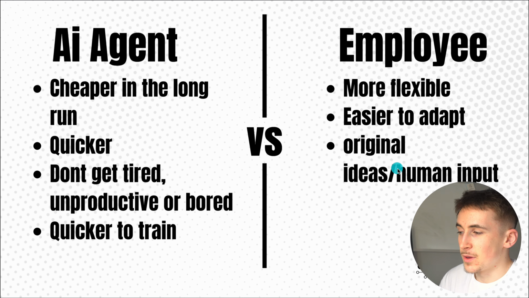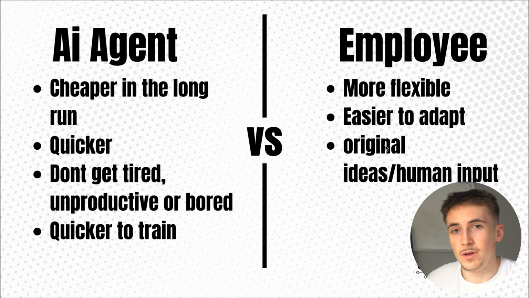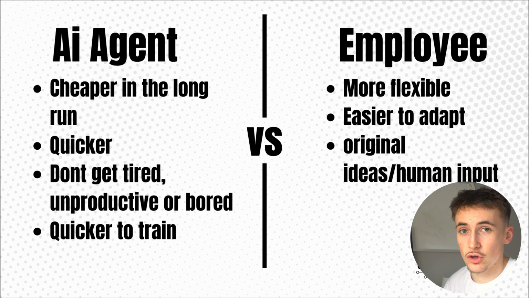And then another big thing is going to be original ideas / human inputs. There's always going to be things where humans need to step in. There needs to be human input, some human decision making, and obviously with an AI agent, it's not a human, so it can't do that. So that's the why for using AI agents.